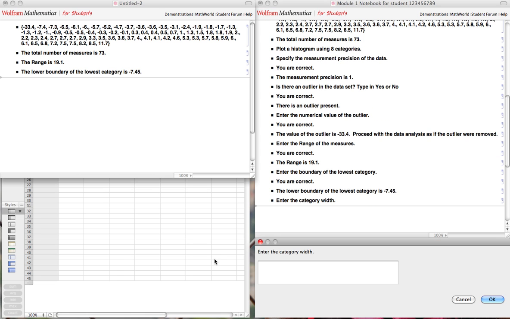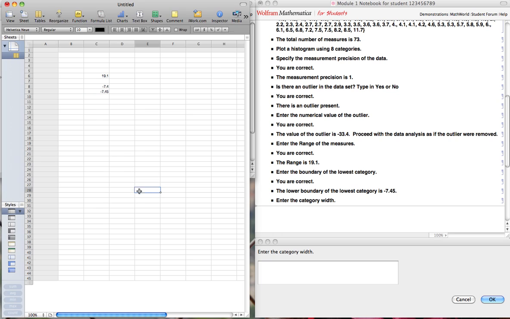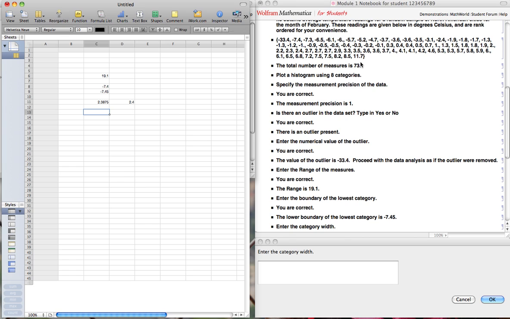Enter the category width. Now the category width is simply the range, which is 19.1 in this case, divided by the number of required categories, in this case 8. And you have to round this off to the measurement precision, so this will be 2.4. Now the thing about the category width is that you have to make sure it's large enough so that the largest number in your data set will still fall within the range of your last category.